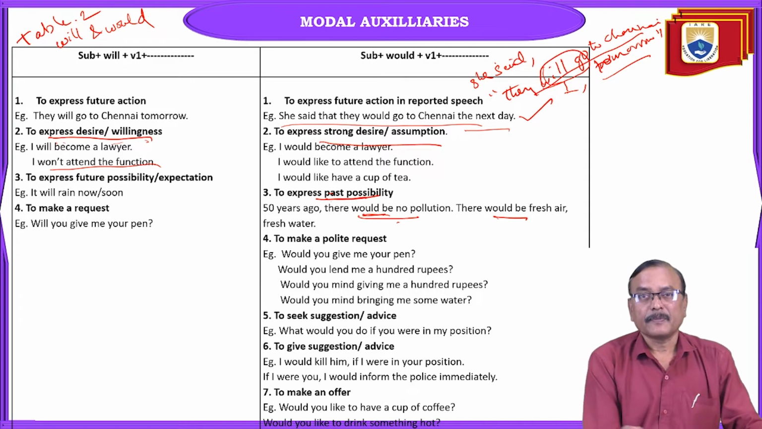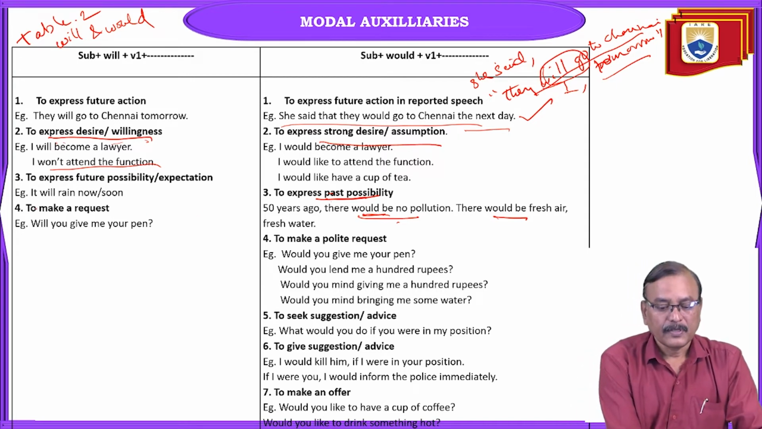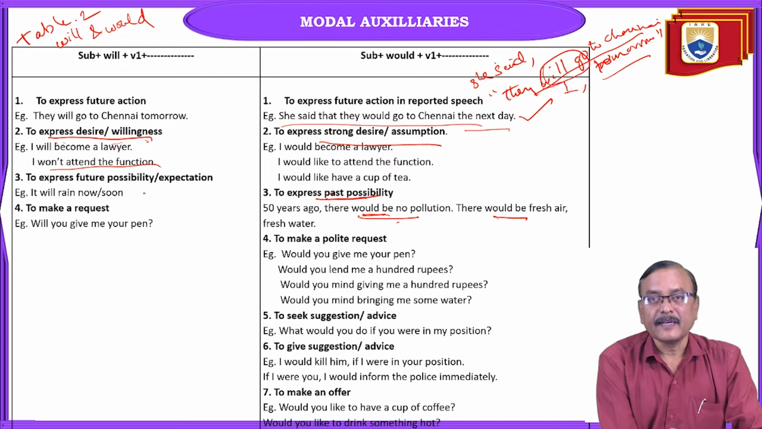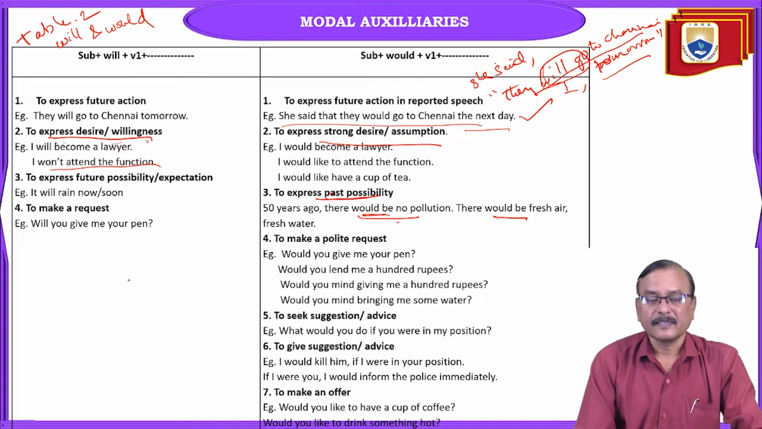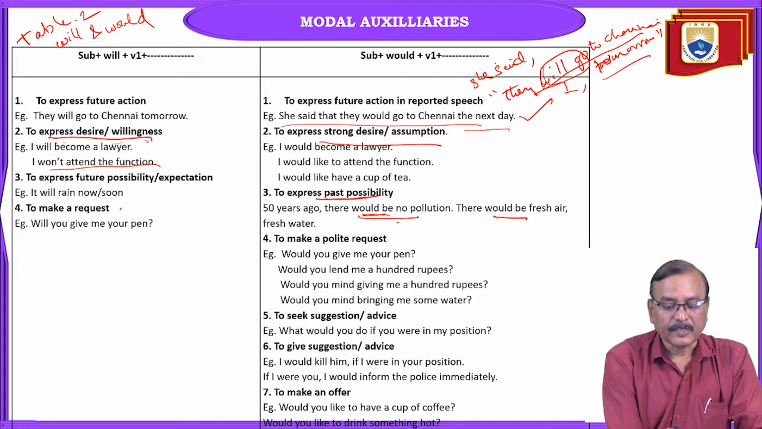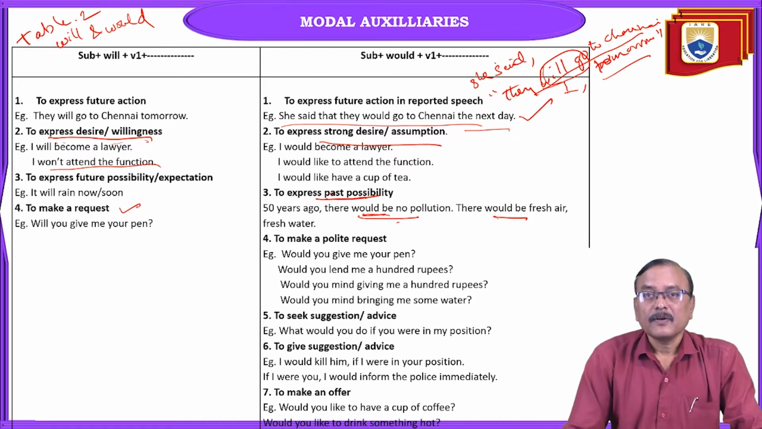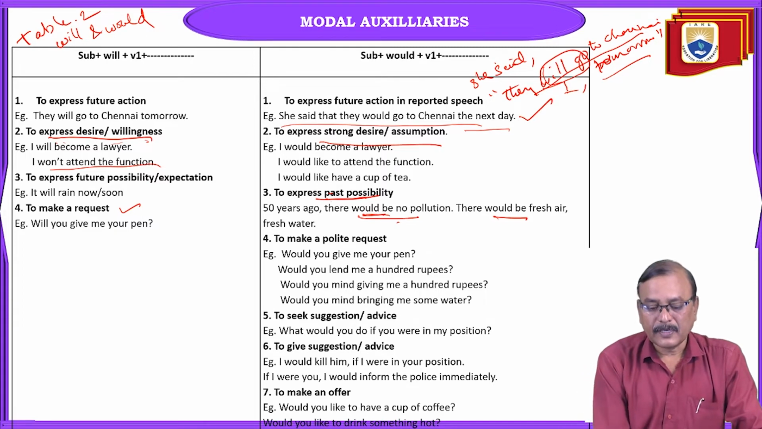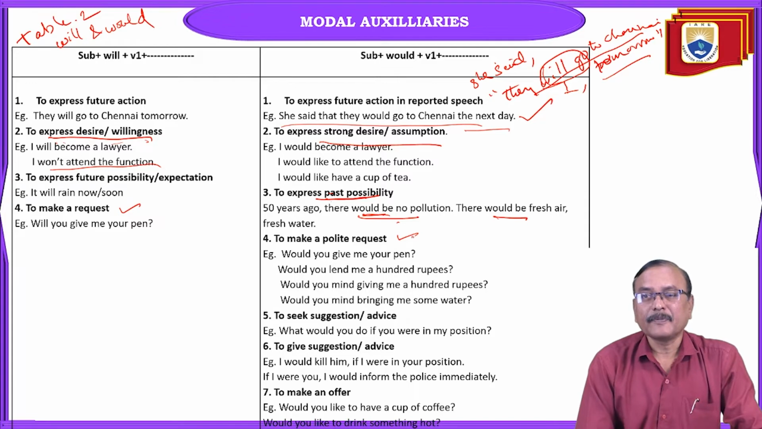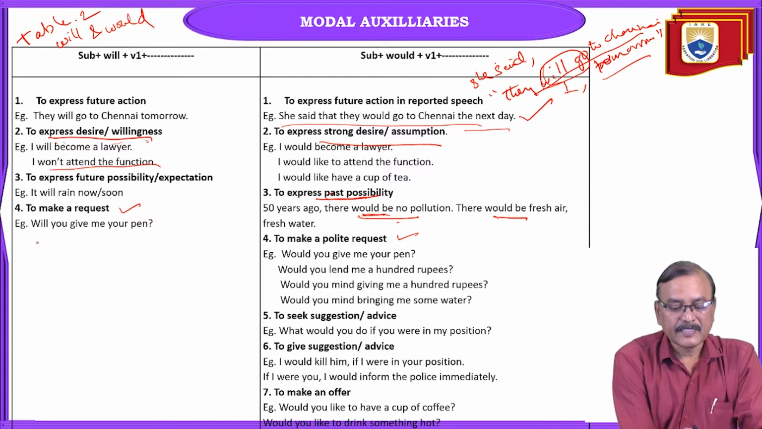For present possibility, you know, it will rain now or soon. Present or future possibility. Right? Next, the fourth one: to make a request. Even you can use would plus V1 to make a polite request. So what is the structure?